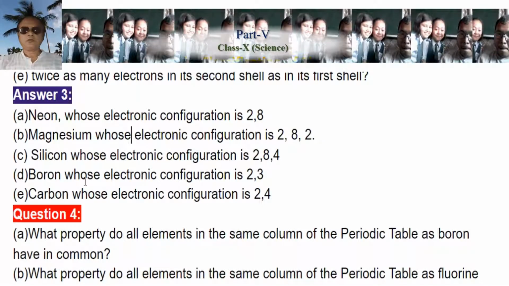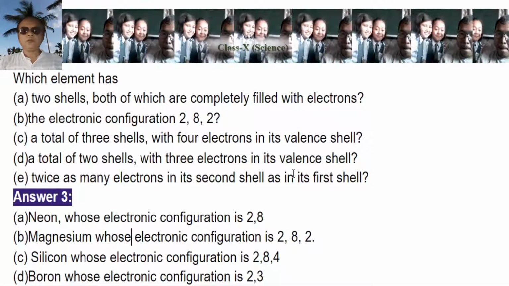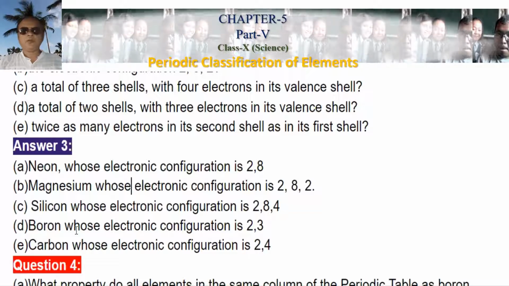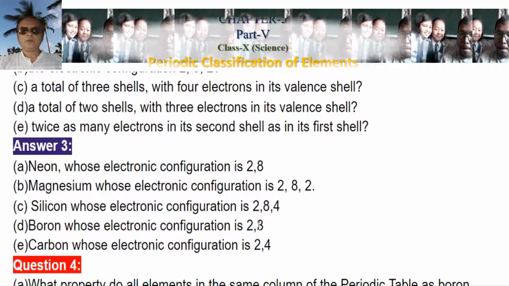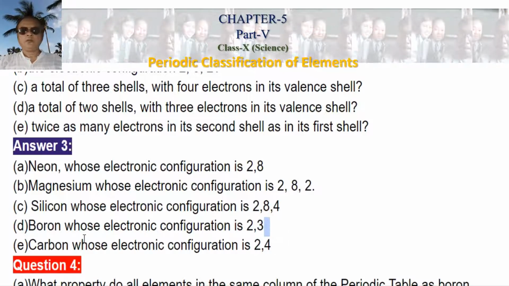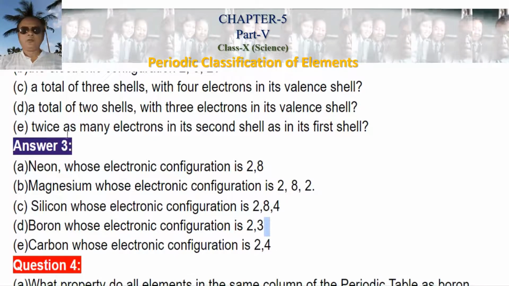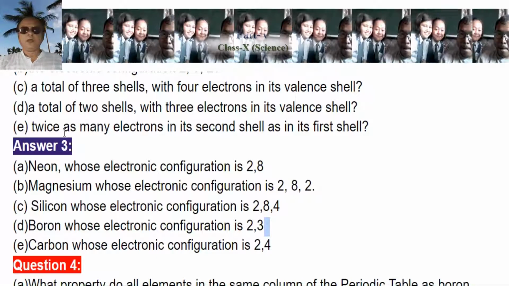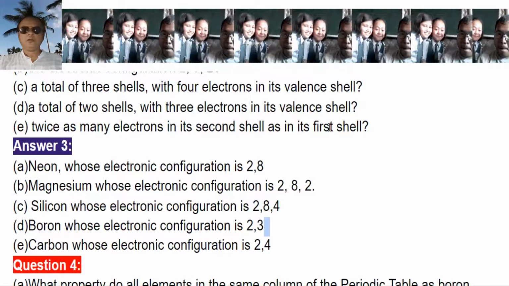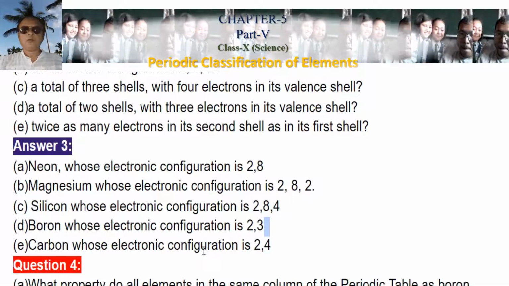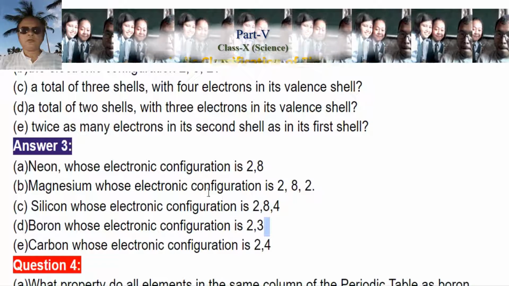Now question D. A total of 2 shells with 3 electrons in its valence shell. So boron, whose electronic configuration is 2,3, has 3 electrons in its outermost orbit. Carbon, whose electronic configuration is 2,4: twice as many electrons in the second shell as in its first shell. In the first shell it has 2, and twice that is double, that is 4. So it is carbon.